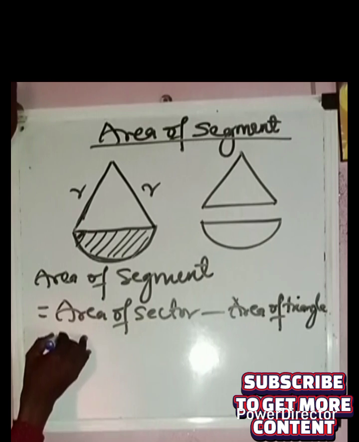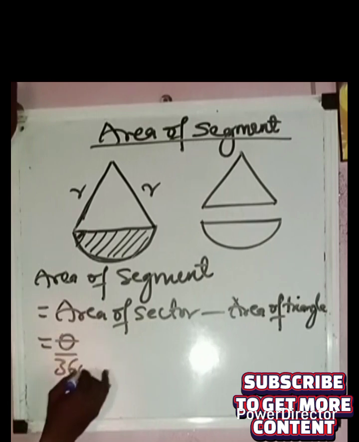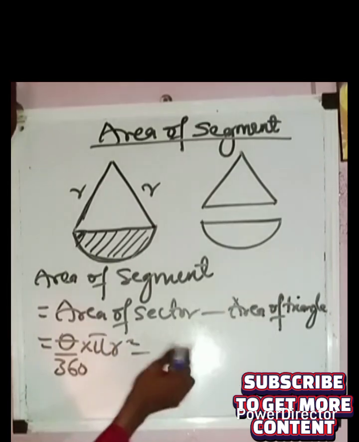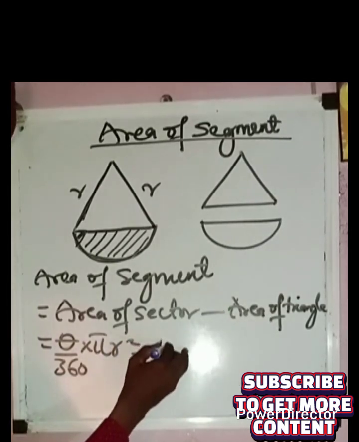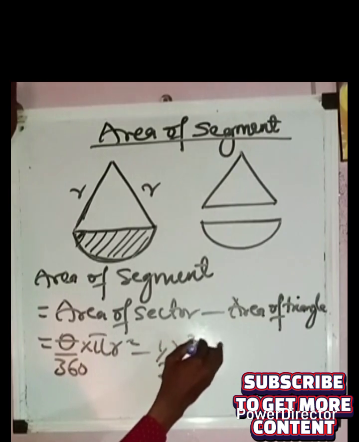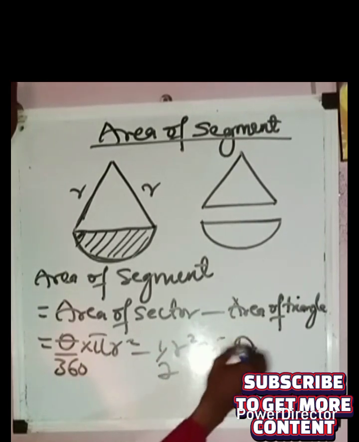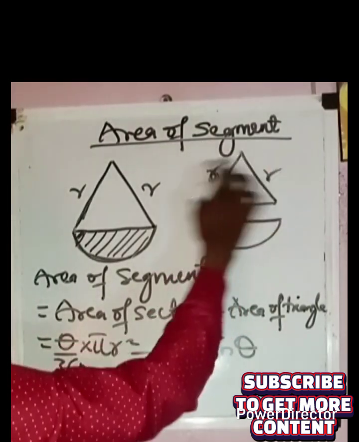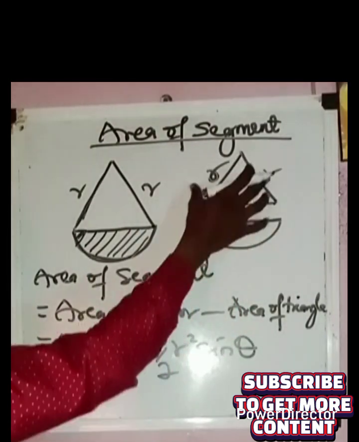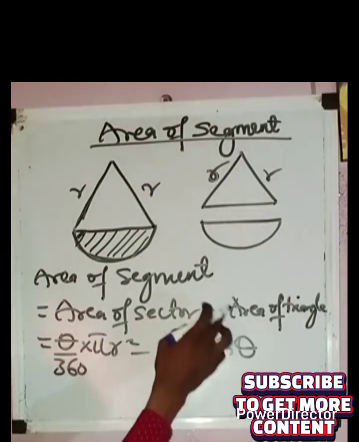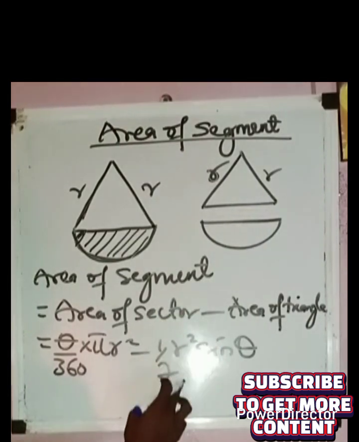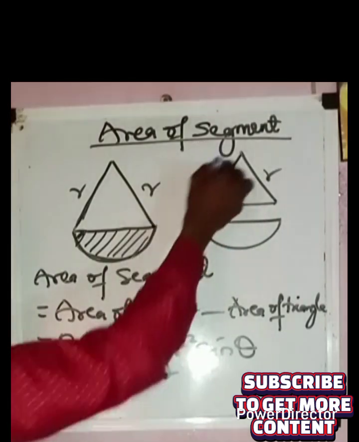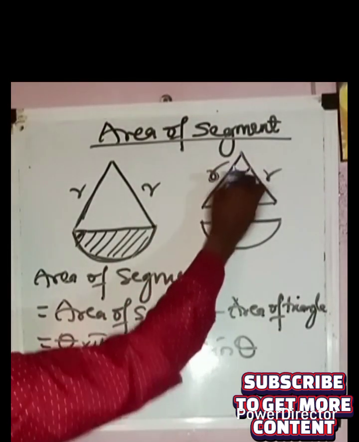So at the end of the day, area of segment is theta over 360 times pi r squared, minus area of triangle. Area of triangle is given by half r squared sine theta. This is our triangle. Remember, half base times height, and with the angle theta subtended here, it becomes half r squared sine theta.